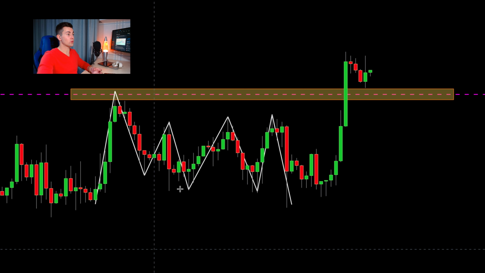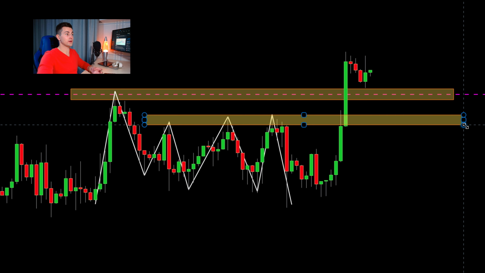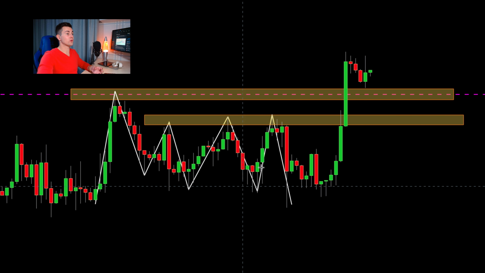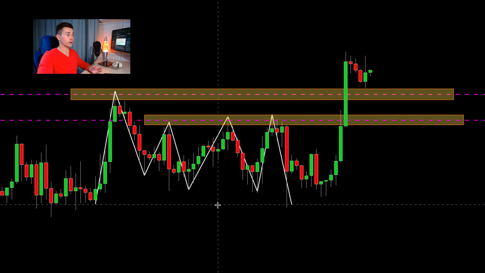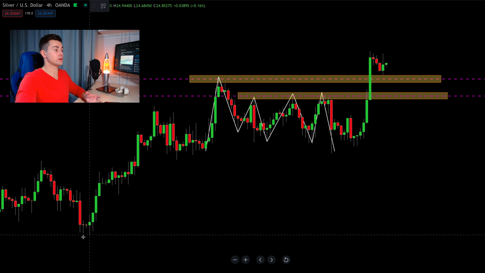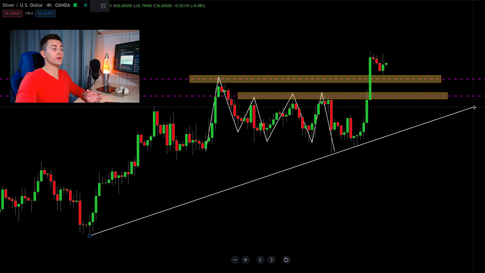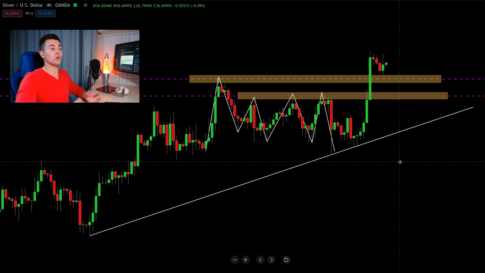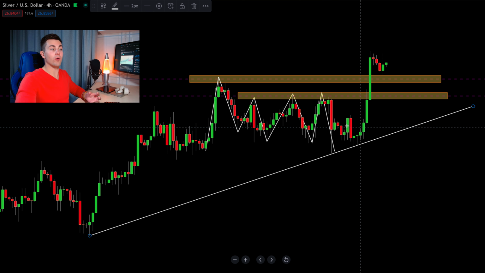You can see that over here we have a very interesting structure cluster. You can see how nicely this resistance was respected, and definitely we must consider that in our analysis. Moreover, if we pay attention to the last highs and lows, and to how the price was forming them, you can see that over here we have this very nice rising trend line, and so far you can see how perfectly buyers are buying from this trend line.